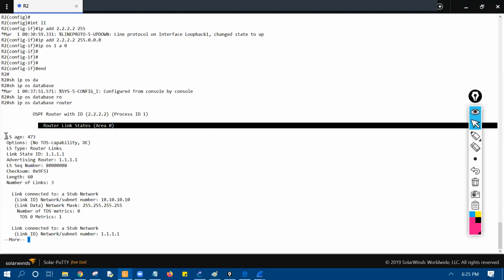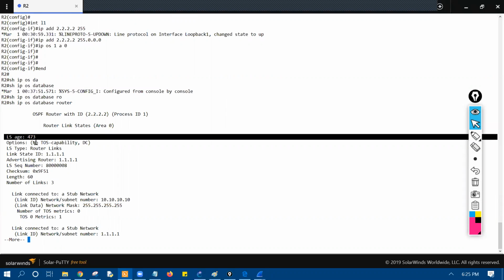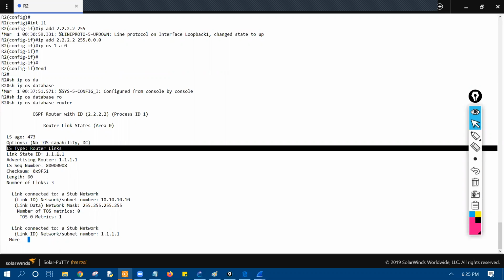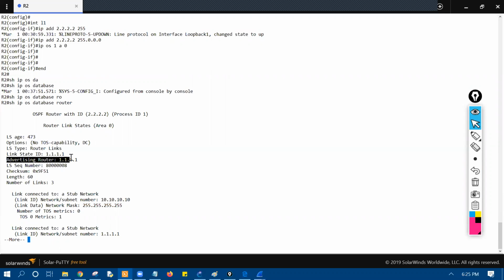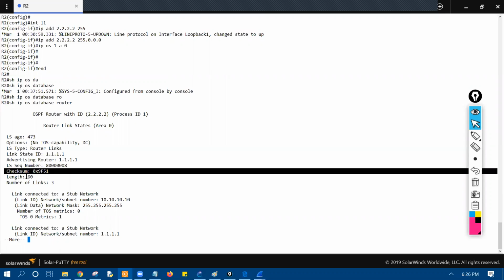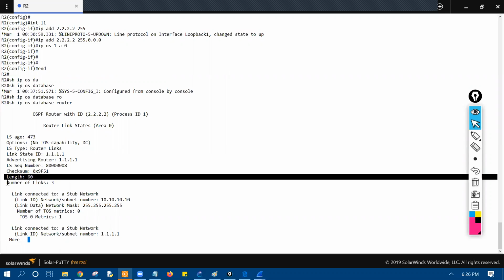Then the same LSA is there. The option field I'm not going to talk about right now. The LSA type is router LSA. The link state ID is 101. The advertising router is 101. What is the sequence number, what is the checksum? The length is 60 bytes. How many links are connected to R1?